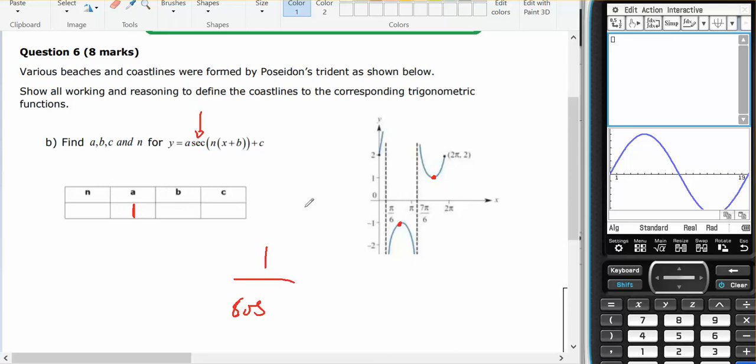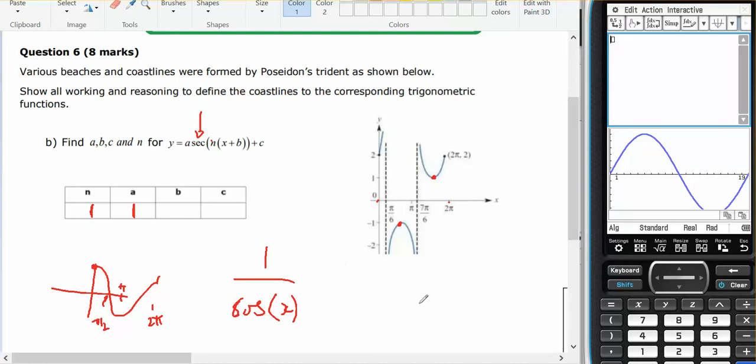Could be -1, I'll double check that in a minute. My period goes from 0 to 2 pi, therefore n is going to be 1. I would normally, for a cos of x, I would have asymptotes at 2 pi, that's going to be pi on 2. I would normally have an asymptote at pi on 2, but here I've got an asymptote at pi on 6.